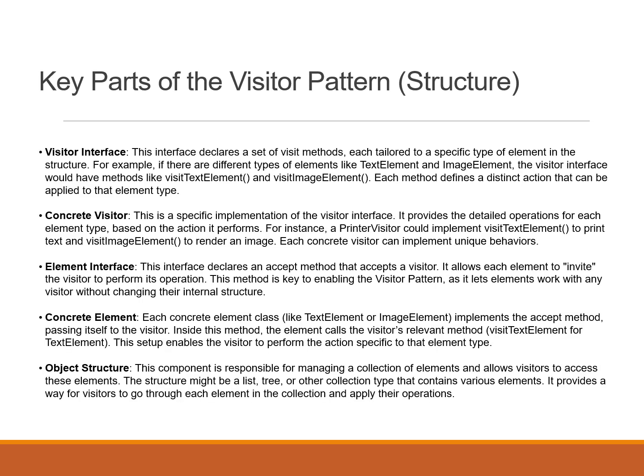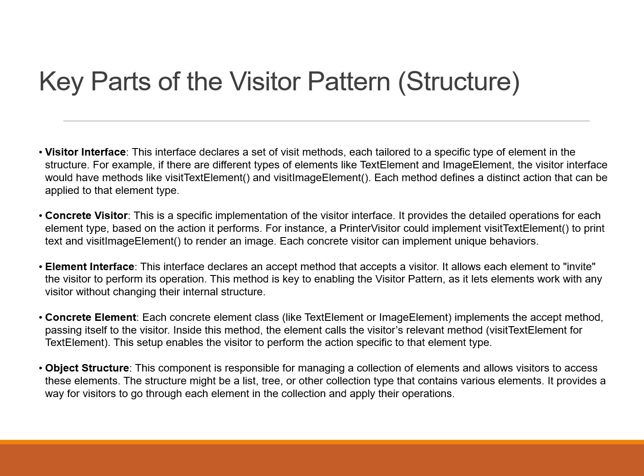The structure of this pattern. Key parts of the visitor pattern. So this is the structure of the pattern. As you see, first we have the visitor interface. This interface declares a set of visit methods tailored for each element type, like text element and image element. Each method is an action specific to that element. Next, we have the concrete visitor. This is where the actual operations are defined. For example, a printer visitor may implement methods for printing text and rendering images.